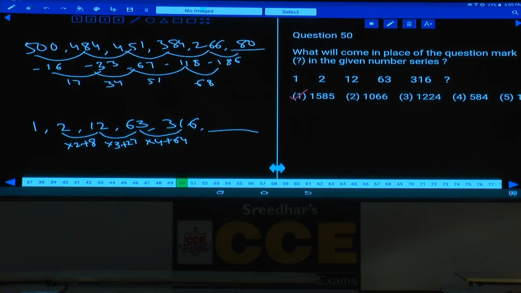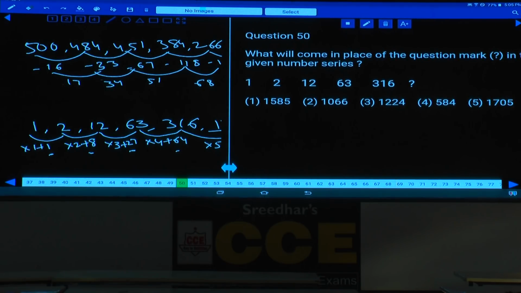Into 4 plus 64, 63 into 4, 252 plus 64, 316. And see here it must be into 1 plus 1 cube, into 2 plus 2 cube, into 3 plus 3 cube, into 4 plus 4 cube. Next one, into 5 plus 5 cube. 316 into 5 will be 1580. 1580 plus 125. Hence, what is the answer here? 1705 is the answer. 1705, and it is given in choice 5.